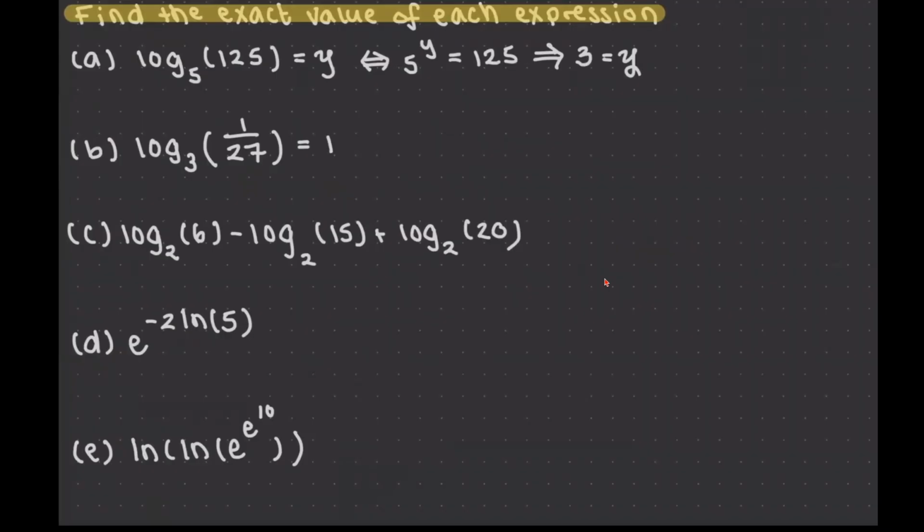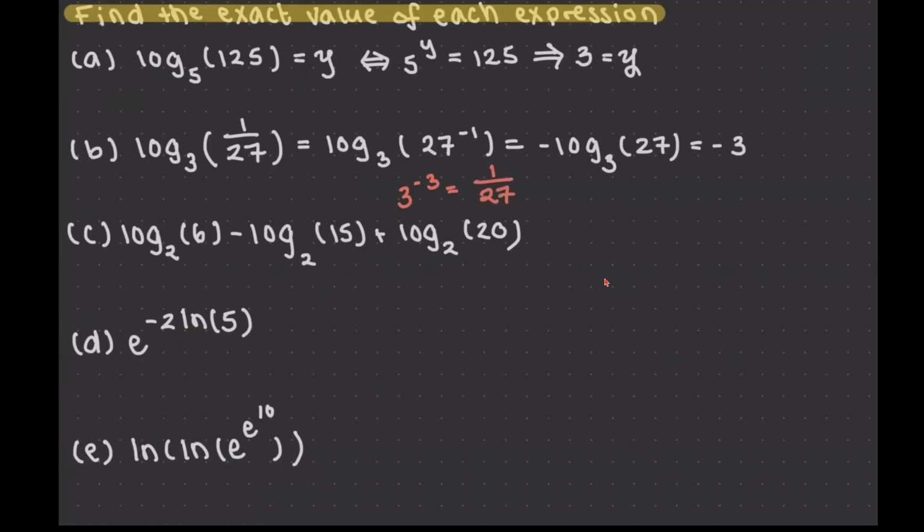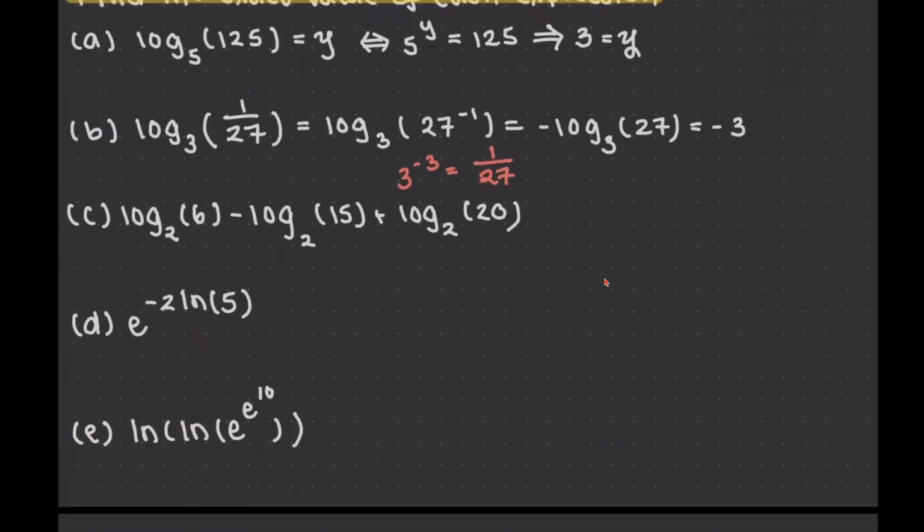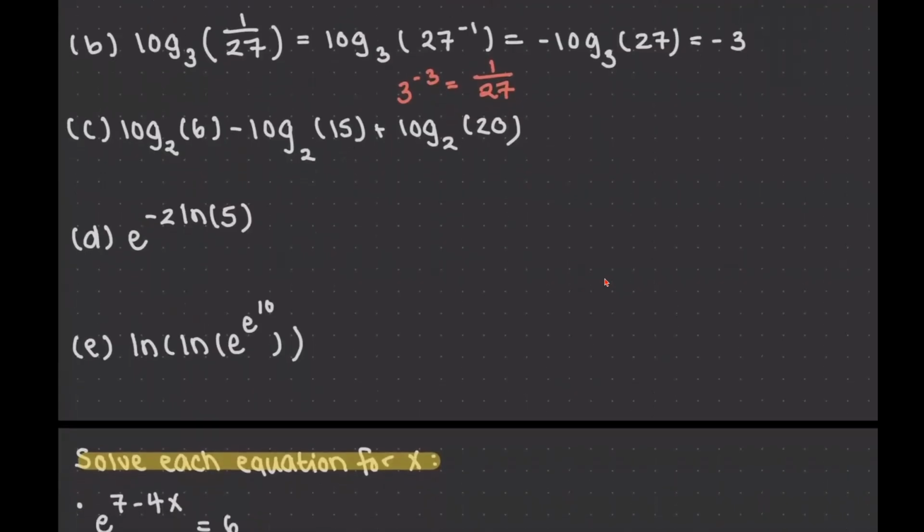So I'm going to rewrite this as log base 3 of 27 to the negative 1. And using our logarithm rules, this is negative log base 3 of 27. Well, 3 to the what equals 27, that's 3. So this should be negative 3. And the way we can check this is we say, well, 3 to the negative 3 is 1 over 27, right? Very good.